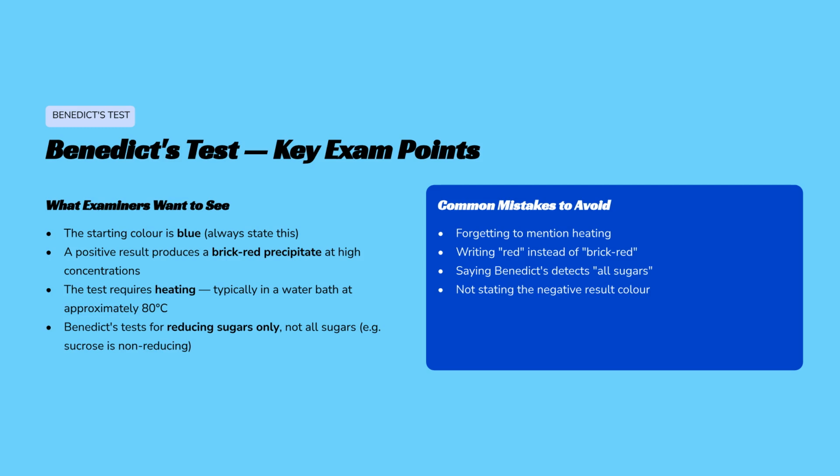When answering exam questions on the Benedict's test, always state that the starting color is blue and that a positive result produces a brick red precipitate. Remember, it specifically tests for reducing sugars, not all sugars.